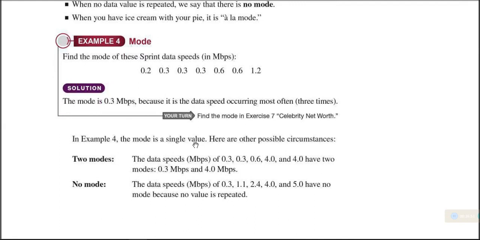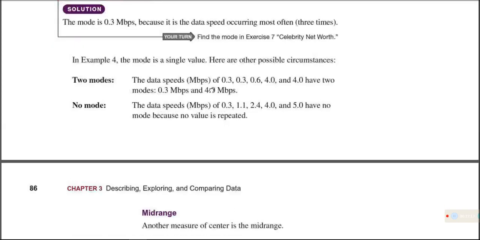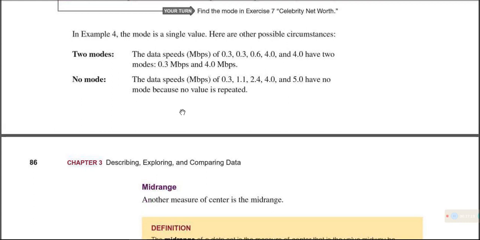So, let's go to an example for the mode. Meron tayong 2, 4, 6, 7 observations. 0.2 occurred once. 0.3, isa, dalawa, tatlo. Tatlong beses siya lumabas. 0.6, dalawang beses lumabas. At si 1.2 ay isang beses lang lumabas. So, sino yung pinakamaraming beses lumabas? 0.3, kasi tatlong beses siyang nag-occur. So, the mode is 0.3. So, in this example, the mode is a single value.